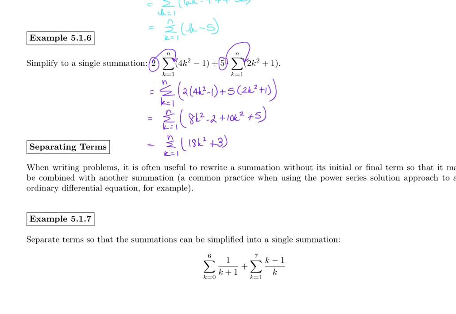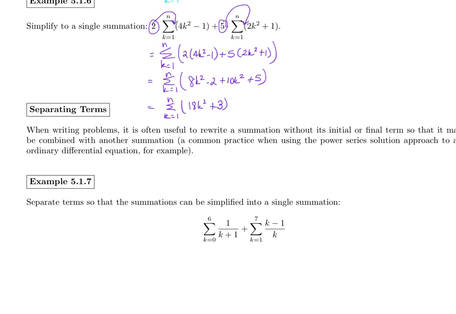So what happens if they don't have the same limits? What if we have two summations and we're trying to combine them, but they don't have the same limits? Well, that's when separating terms comes into play, or something that we're going to learn on the next slide, called shifting the index, is going to become handy. So for this one, we're looking at one sum that's going from k equals 0 to 6, and the other sum is going from k equals 1 to 7. So they have different lower limits and different upper limits.